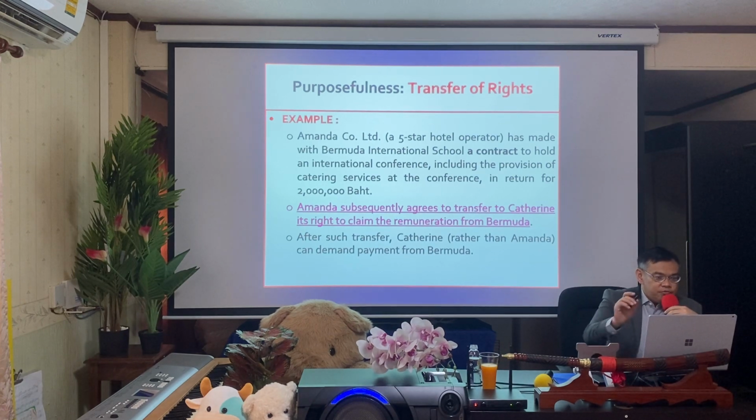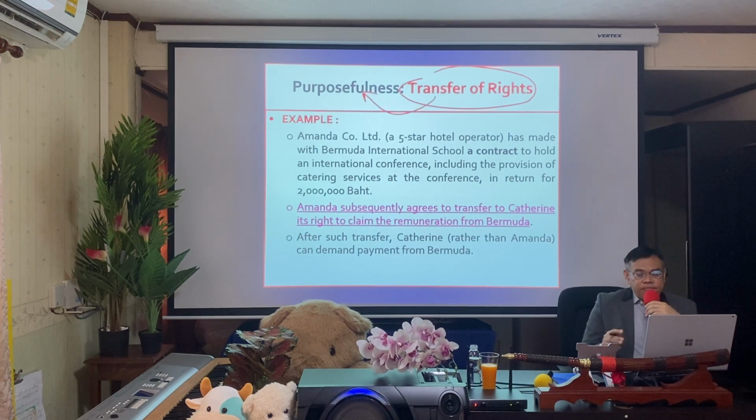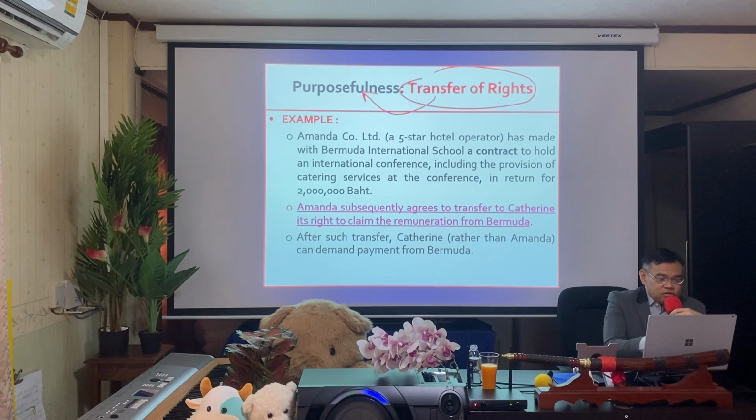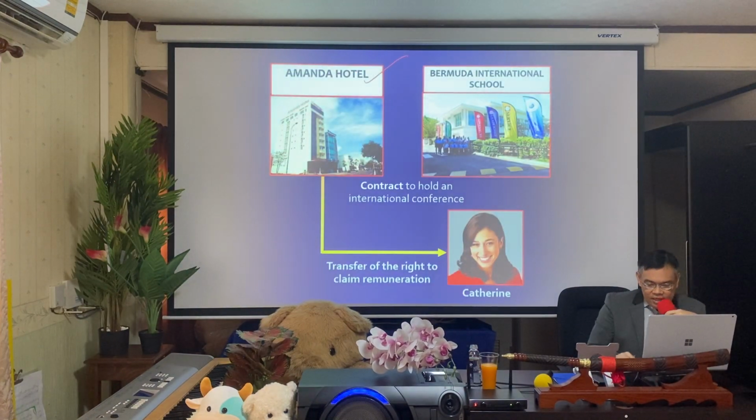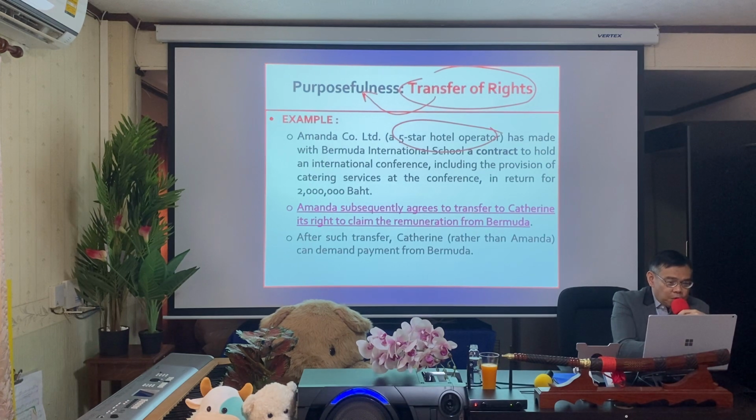Now I'm going to move forward to the Juristic Act which is made for the purpose of transferring a right. Transferring a right is one of the purposes of the Juristic Act. We have an example here. Let's suppose that we have Amanda Company Limited, which operates a 5-star hotel, Amanda Hotel, and the Bermuda International School.